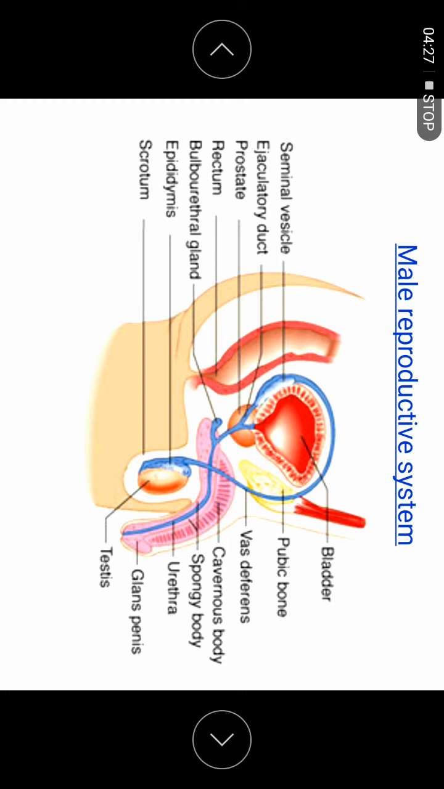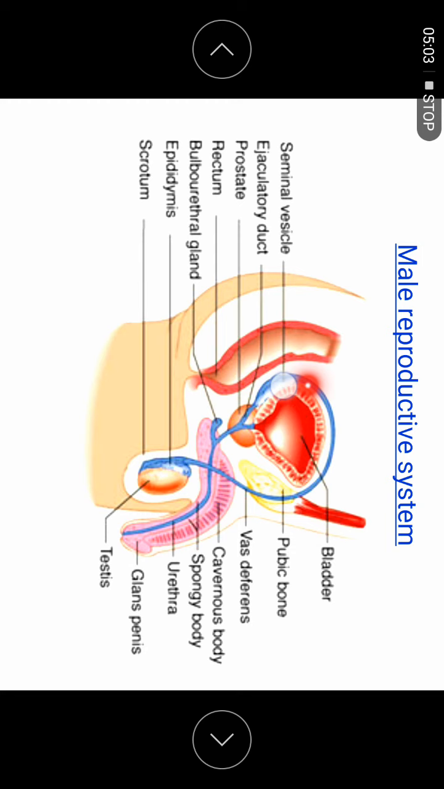Okay, let us see the male reproductive system. The male reproductive system is responsible to produce the sperm and to make sure the sperm meets up with the ovum. So this is the side view. From the side view, you can see the seminal vesicle, ejaculatory duct, prostate, rectum. This bulbourethral gland, you have a name for it. We call it the seminal fluid gland.